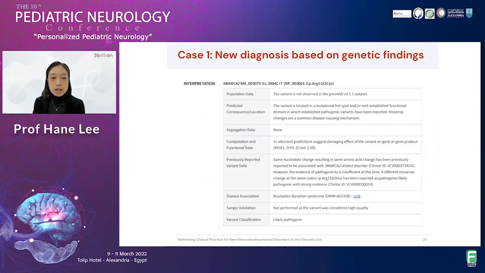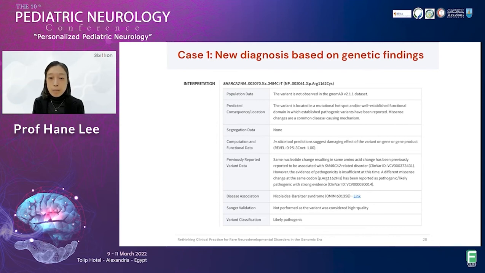Here, the segregation data says none, because this was a proband-only case. If this were a trio case and the variant was found to be de novo, it would say that. Next, as this is a missense variant, in silico prediction on how damaging this variant could be was calculated, and both REVEL and 3CNet, our in-house developed tool, predicted it to be quite damaging.